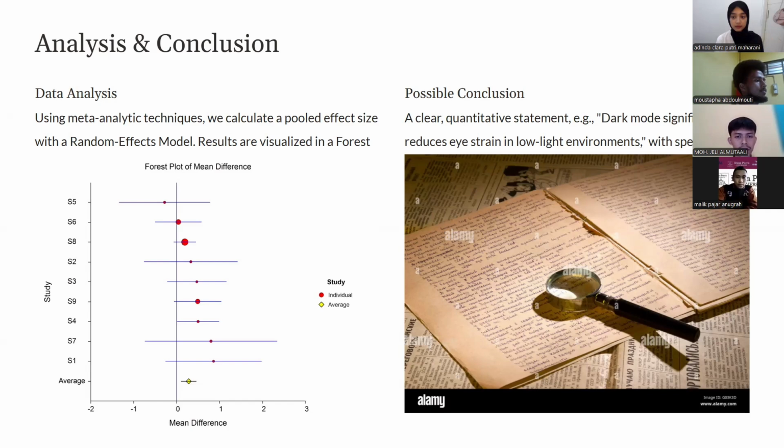The results are visually represented in a forest plot, like the example you see here, which shows the effect of each individual study and the overall average. This rigorous analysis allows us to draw a clear, quantitative conclusion. For instance, we might conclude dark mode significantly reduces eye strain in low-light environments with a specific effect size and confidence interval, providing a strong evidence-based recommendation for the gold standard. Next.